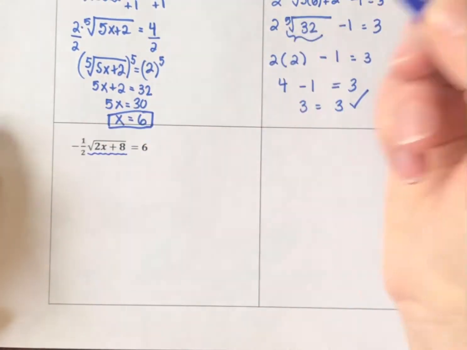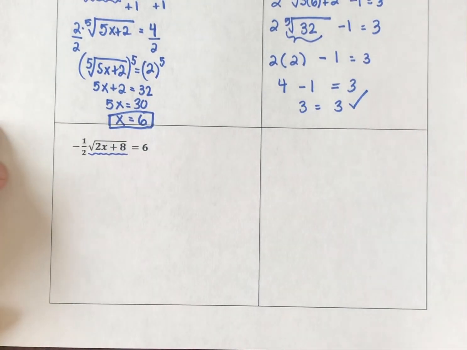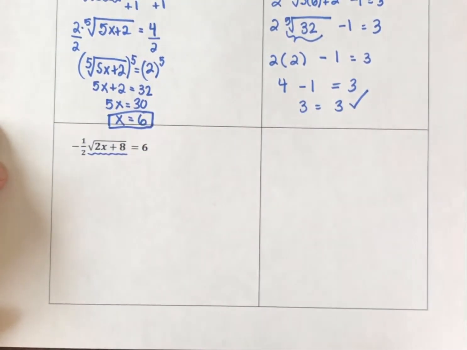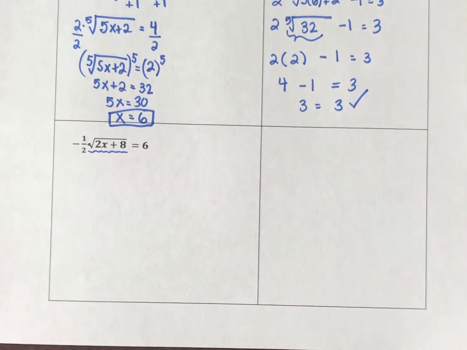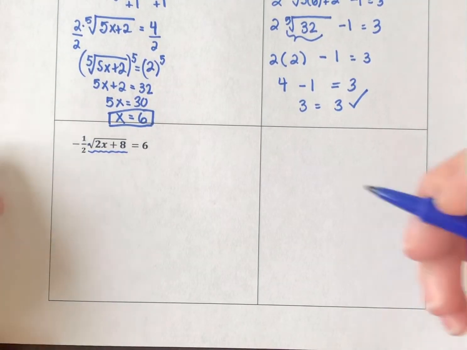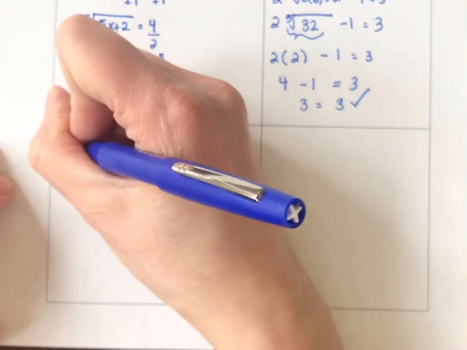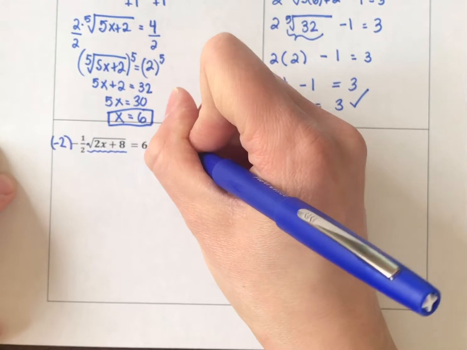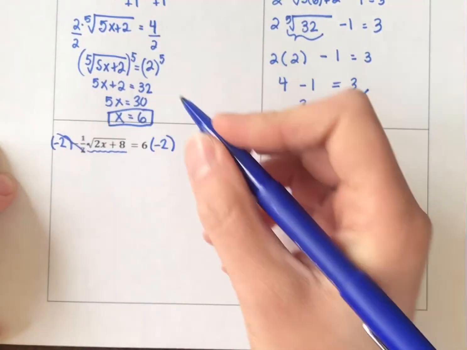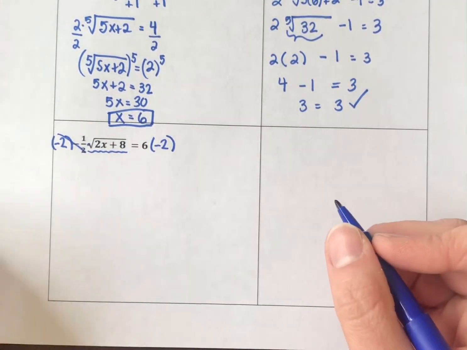So here's that radical I want to get by itself, the square root of 2x plus 8. So I'm going to get rid of that negative 1/2 out front. Again, that's connected by multiplication, so you could divide by negative 1/2 here, or dividing by a fraction is the same as multiplying by its reciprocal. So if I multiply each side by negative 2, those cancel. The reciprocal of negative 1/2 is negative 2.